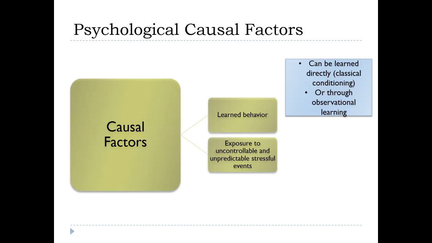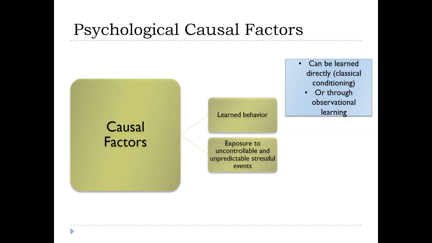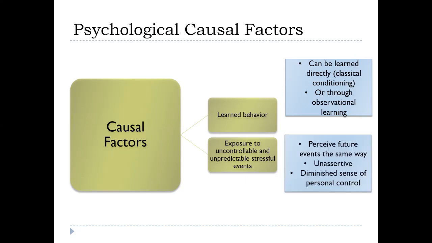We also see in individuals with this disorder high rates of exposure to uncontrollable and unpredictable stressful events when they were younger. So you'll see high rates of divorce, family conflict, abuse, oftentimes in these people's early history, right? And the idea is if you have had to deal with a lot of uncontrollable and unpredictable stressors in your life, you have a tendency to start to perceive future events in the same way. You start to feel unassertive because it feels like no matter what I do, I can't control or predict these bad things happening to me. And over time, you experience a diminished sense of personal control over your life. And those things put you at risk for developing this particular disorder.